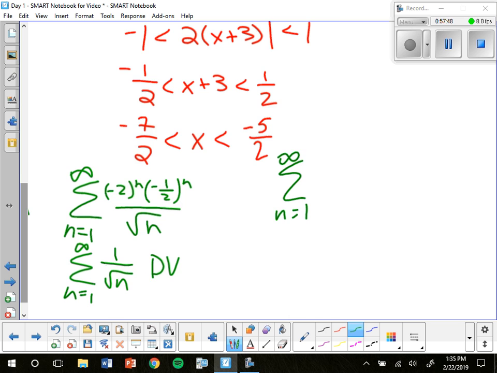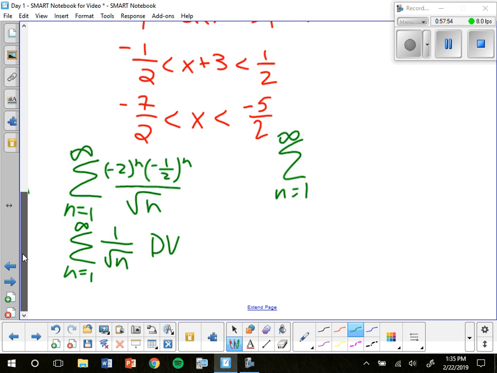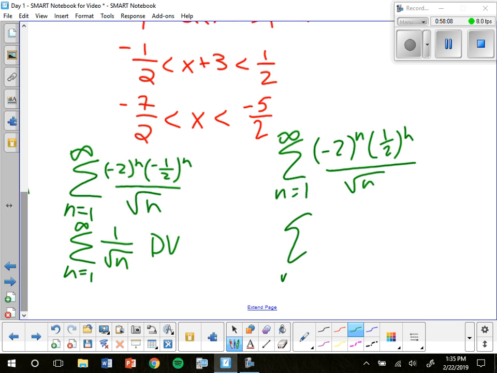And the other side, plug in -5/2. What's -5/2 plus 3? Positive 1/2. Yeah. So I get -2. Do you see that this negative is important? That's not an absolute value when you plug it back in. So that's when you have to bring the negative back. 1/2 to the n over the square root of n. And then we simplify. What does that become? Which we know does what? Convergence. This is conditional convergence. That alternator makes it converge.